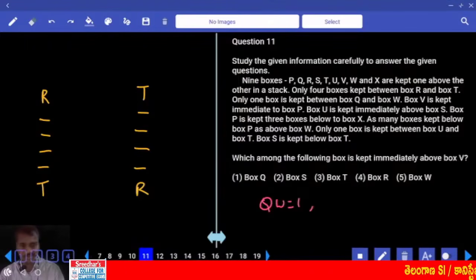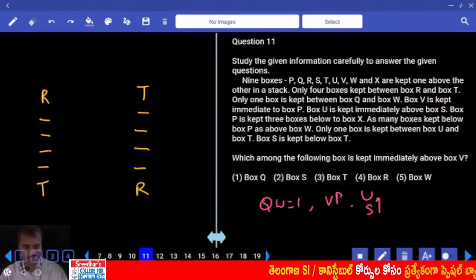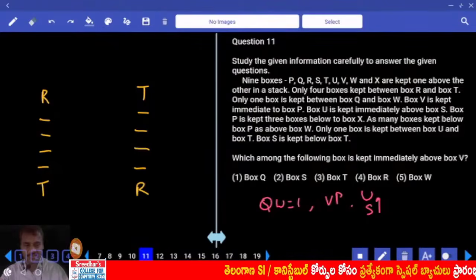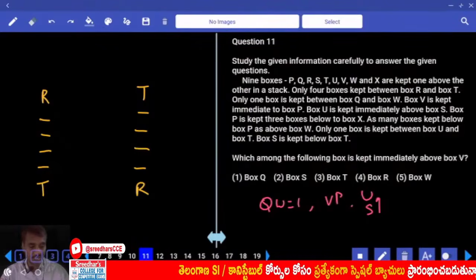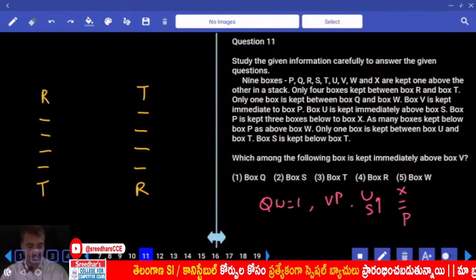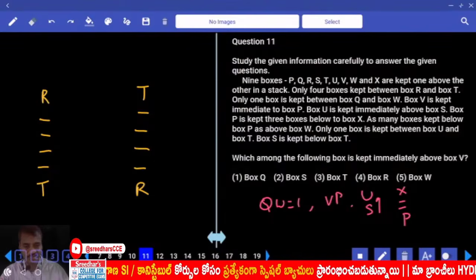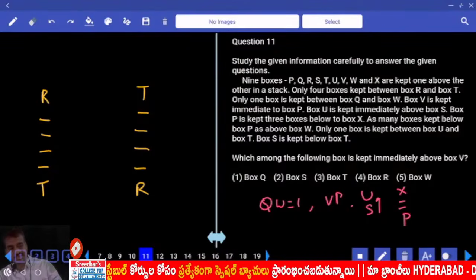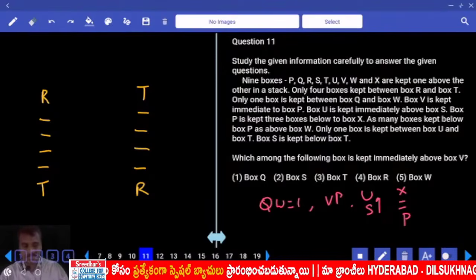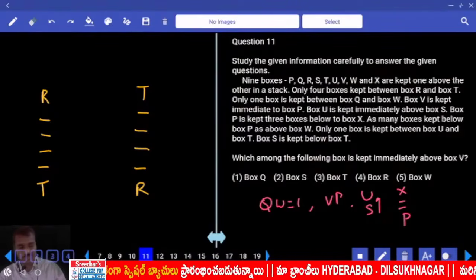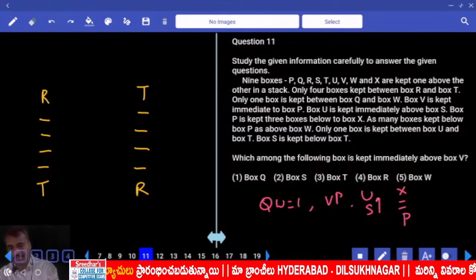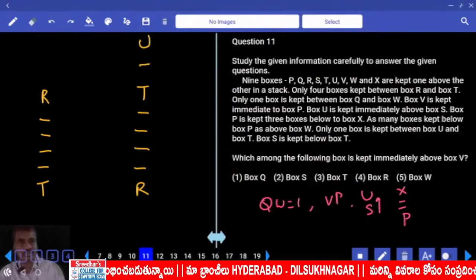V is kept immediate to P. V and P are adjacent to each other. U is kept immediately above S. U is immediately above S. And P is kept 3 boxes below X. 3 boxes below. Only 1 in between U and T. Now T and U, there must be exactly 1. S is kept below T. And there is only 1 between U and T. Now can we have U at this place or not?